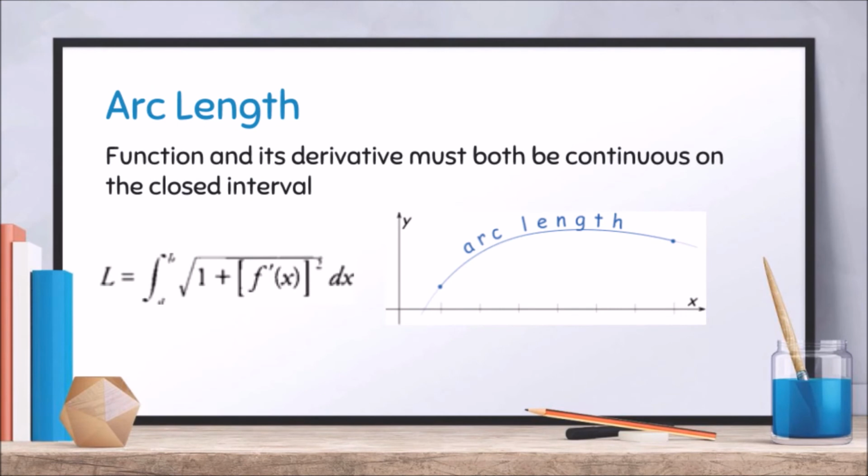The length of an arc along a portion of the curve is another application for the definite integral. The function and its derivative must both be continuous on the closed interval for arc length to be guaranteed. Arc length is equal to integral a to b of square root 1 plus f prime of x squared dx.